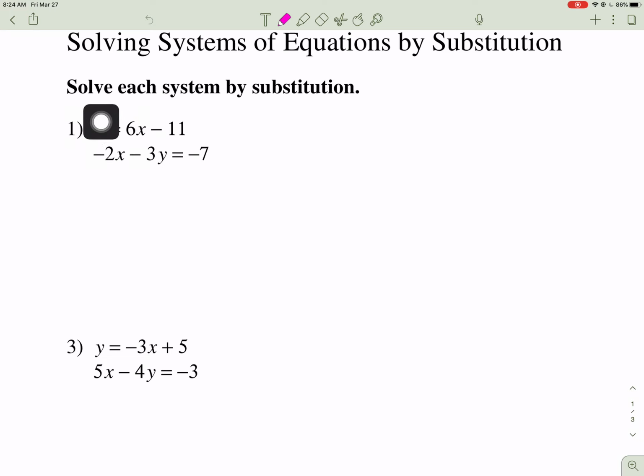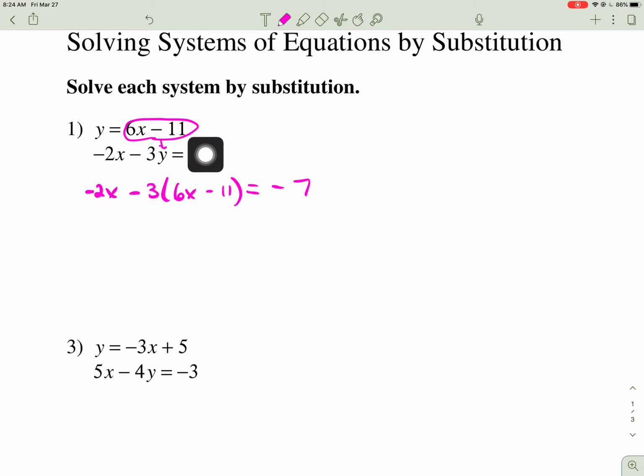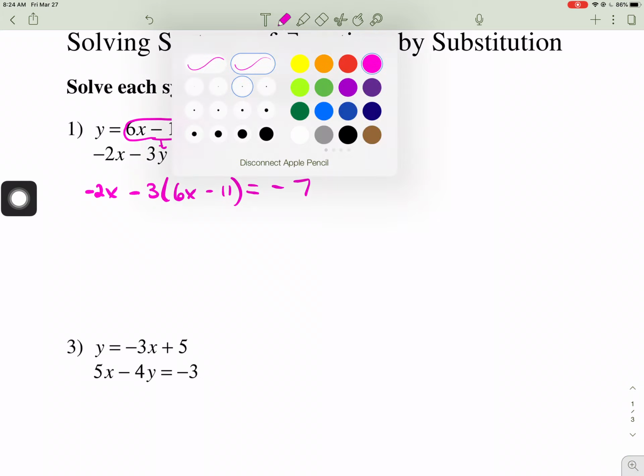So I'm going to take what y equals, y equals 6x minus 11, and plug that in for y, because that's what y equals. So we get negative 2x minus 3 times (6x minus 11) equals negative 7. Now, if you notice, we had two variables. Now we only have one, x. It's only x, so you can solve this. So let's do some math.